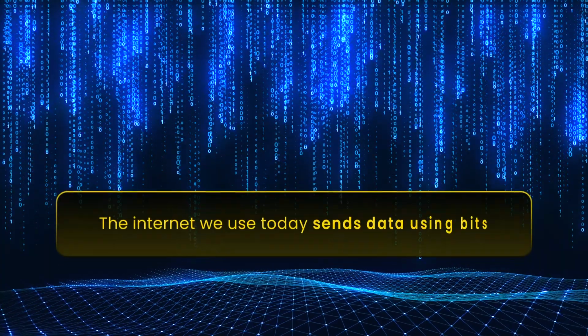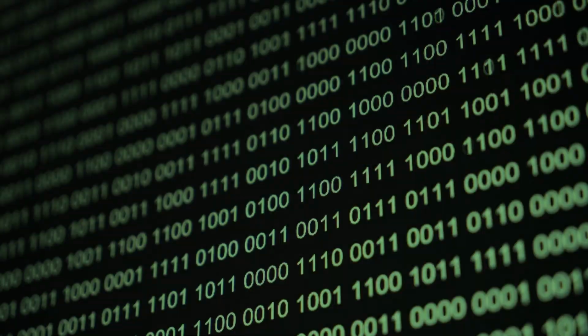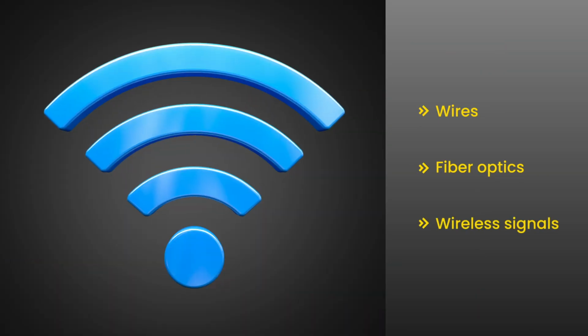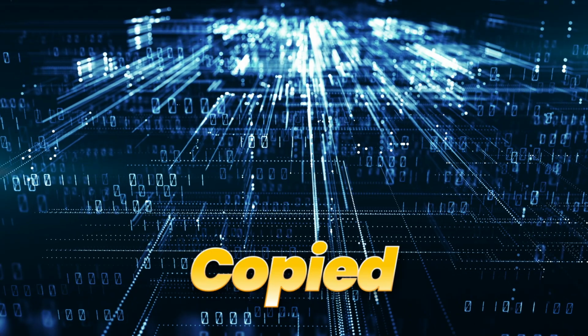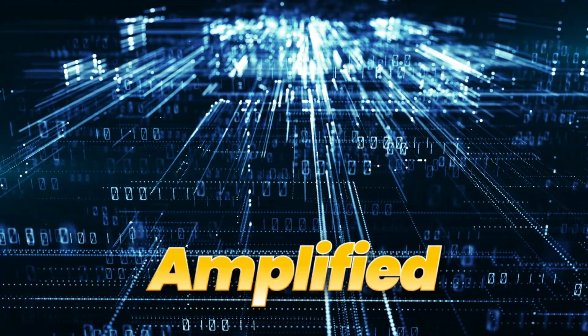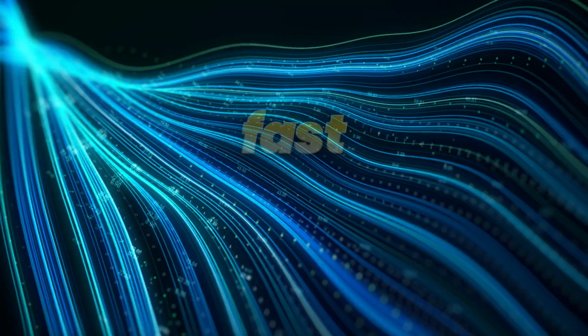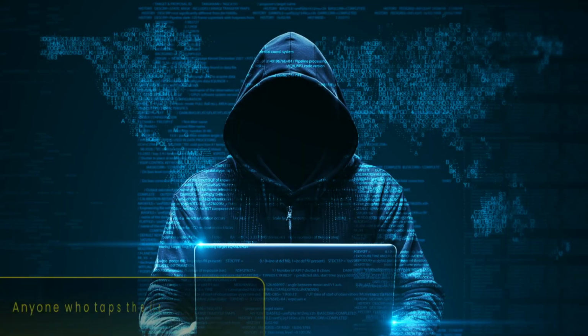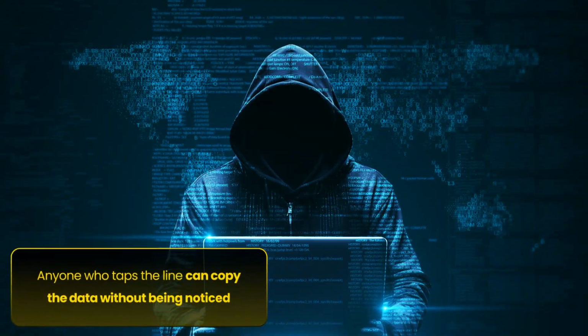The internet we use today sends data using bits, values of 0 or 1, through wires, fiber optics, or wireless signals. These bits can be copied, stored, and amplified to reach long distances. This is fast and practical, but also vulnerable to interception. Anyone who taps the line can copy the data without being noticed.